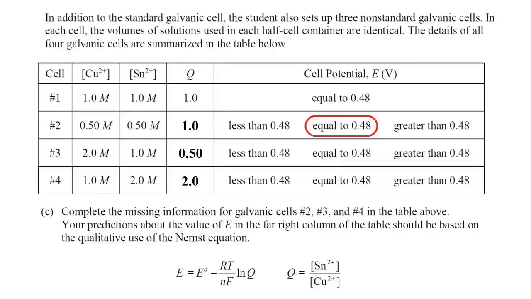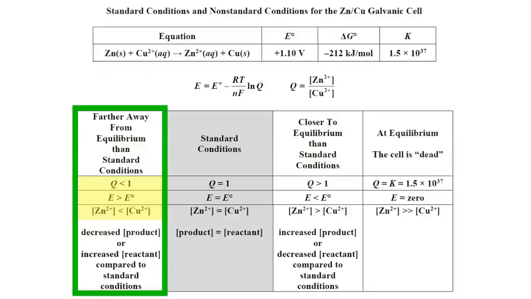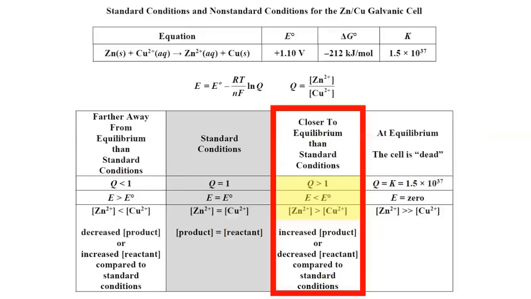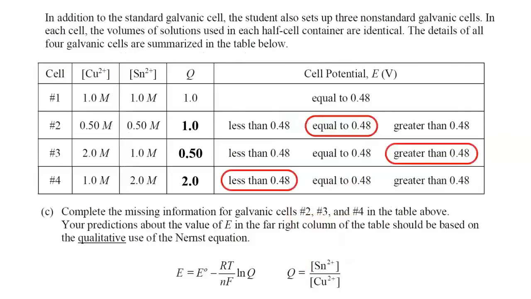For cell number 3, since Q is 0.5, that means that Q is less than 1. That would be a situation where I am now farther away from equilibrium than standard conditions. Q is less than 1. The cell potential should be greater than standard conditions, so greater than 0.48. And then for cell number 4, Q is equal to 2. That's going to take me closer to equilibrium as compared to standard conditions. So Q is greater than 1. The cell potential should be less than the standard cell potential. That's going to be less than 0.48.